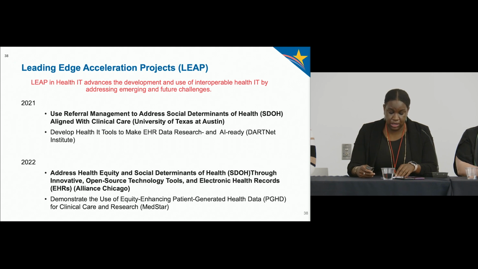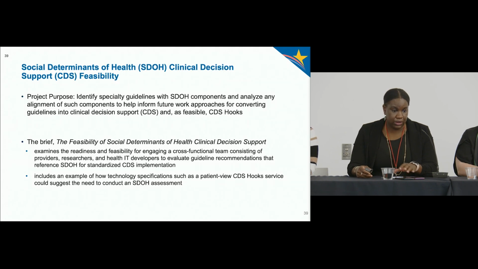UT Austin is focused on food insecurity, while Alliance Chicago is focusing on the housing domain as we think about social needs. And then the last thing I want to highlight, because we talked about infrastructure and implementation, but there's also this space for innovation too, and coming up with bright ideas.